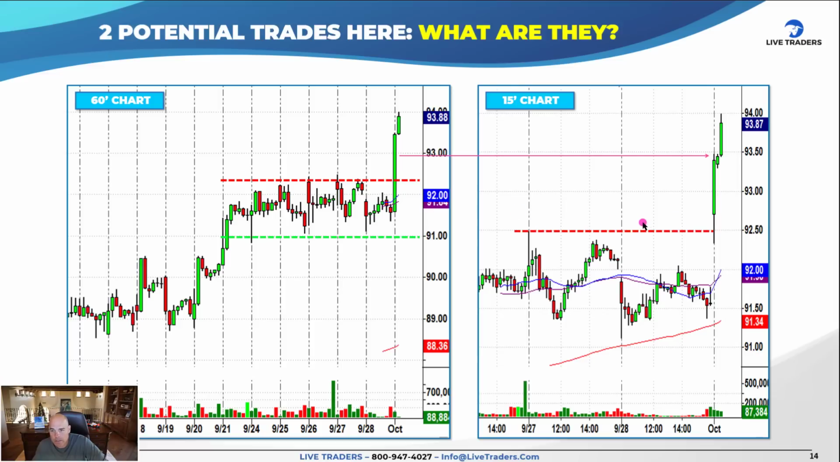Roughly 92.50. Wide range bar, narrow range bar, boom. Now, I would honestly hope to find a better entry here, right? Because it's moved up $1. That's a pretty good move. Maybe you could consider that a little bit extended.